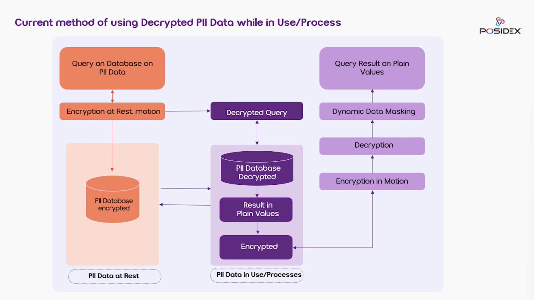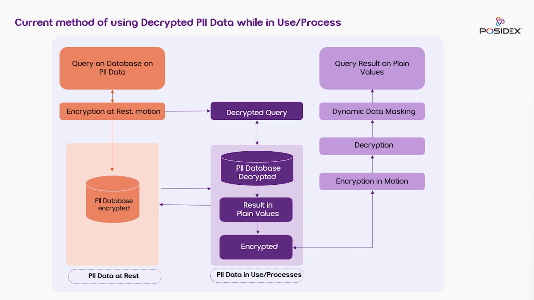The reason is that all current databases are designed to process data in plain text form. Therefore, irrespective of encryption used at rest and in motion, data has to be decrypted to plain text form for use by the database. This gap is the biggest vulnerability for organizations and the biggest opportunity for hackers.